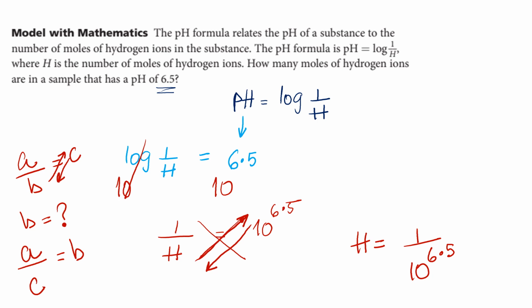Now if you see that in the calculator, it's written 3.162 and in the end it's written e to the power of minus 7, which means you have 10 to the power of negative 7. And this is the concentration of hydrogen ions in moles.